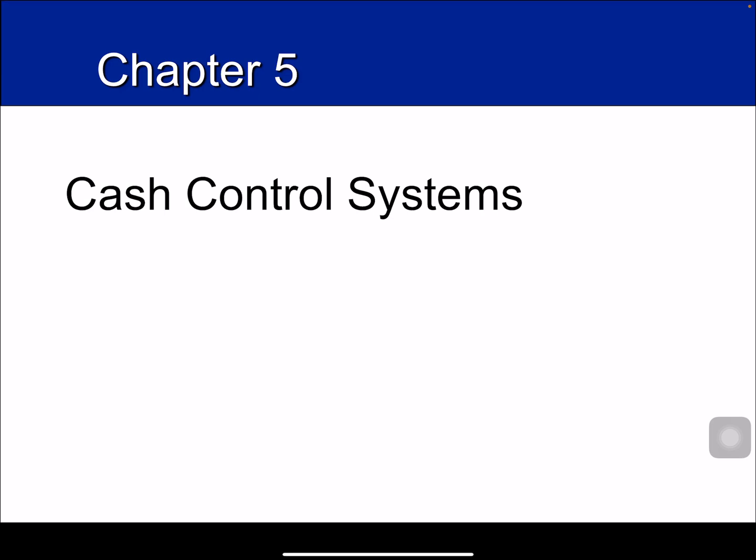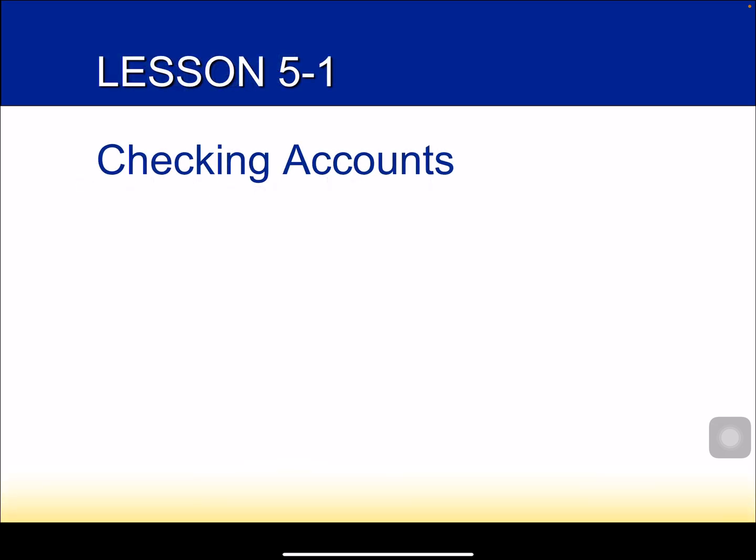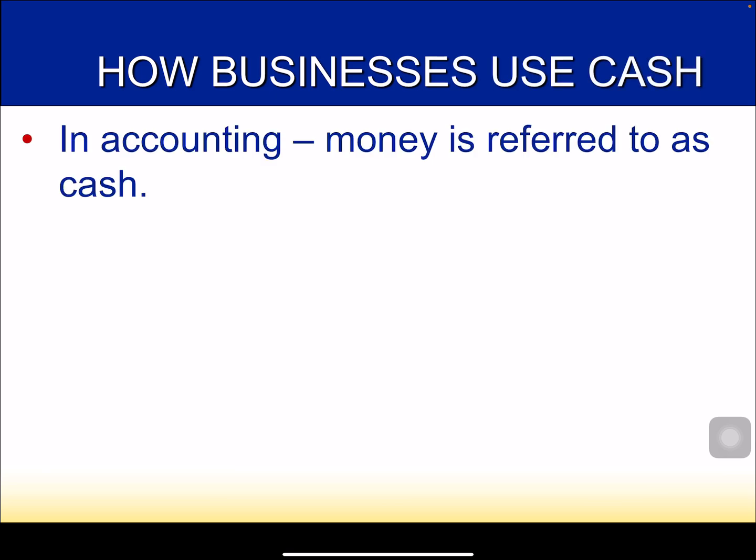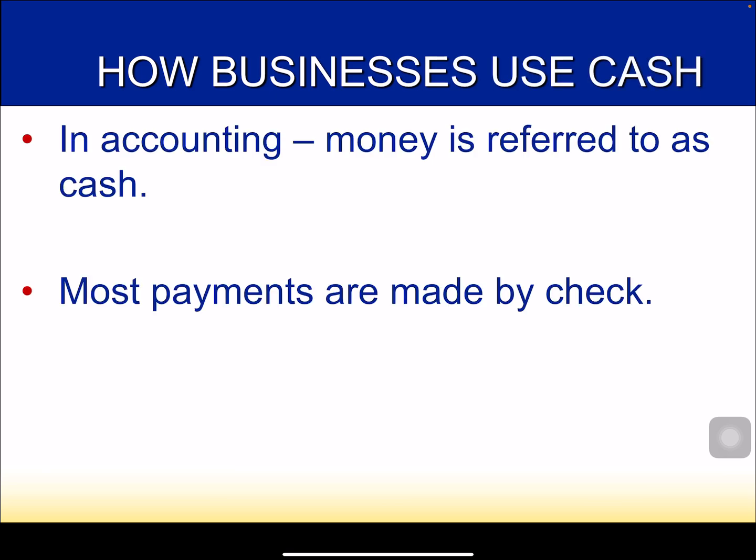In Chapter 5, we're going to talk a little bit about our cash control system and how our money works through our checking accounts. How a business uses cash. In accounting, money is referred to as cash.